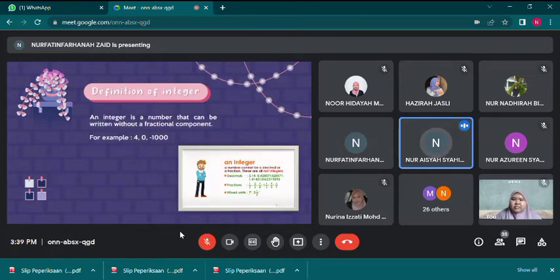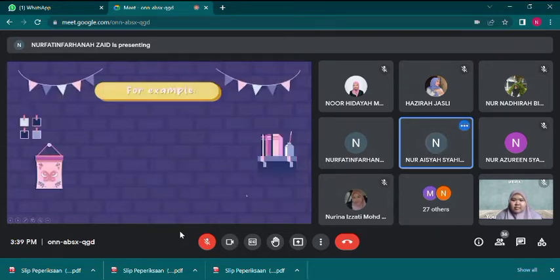What is an integer? An integer is a number that can be written without a fractional component. For example, 4, 0, negative 1000. So at the right side, we can see the non-integer numbers, such as decimals, fractions, and mixed units. Next.